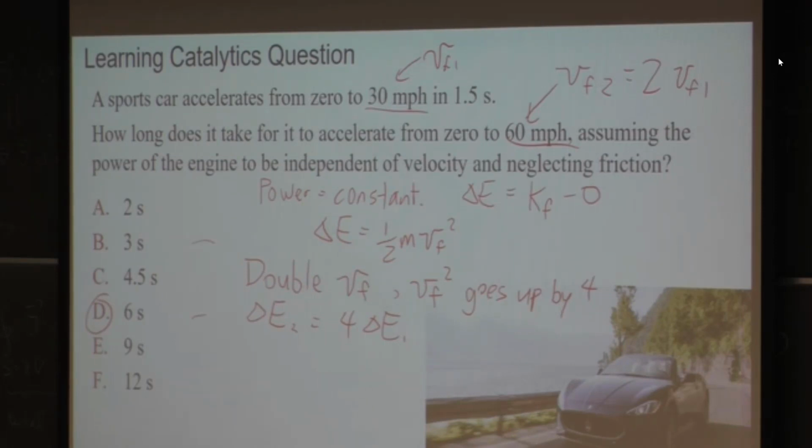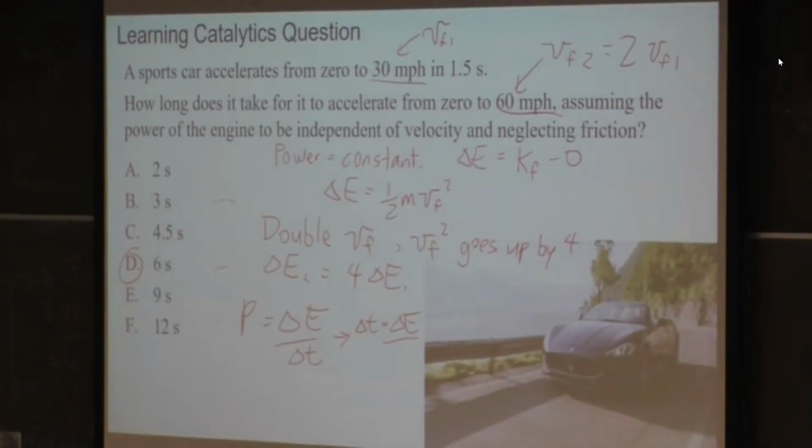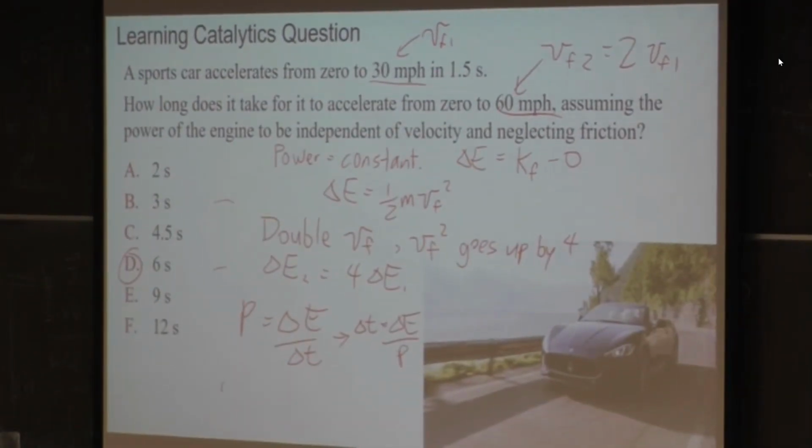And so since the power is equal to delta E divided by delta T, then you can solve that out. So delta T is equal to delta E divided by the power. And if the power is the same in both cases, then delta T2 is equal to 4 times delta T1. And so then it's a matter of multiplying 4 times 1.5. I had to do that on my calculator because I'm so bad at math, but I think it's 6.